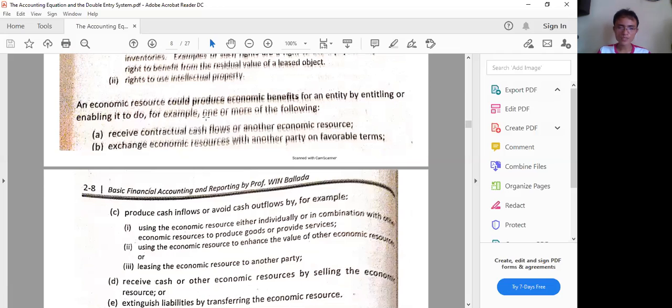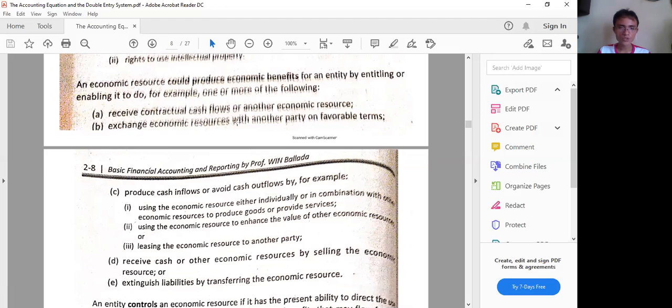Then it could produce economic benefits, which can exist in many forms. You can go over them, but these are just examples of how a certain transaction could produce economic benefits. An example is if the entity could receive one or more contractual cash flows or another economic resource. So basically, if you have this particular asset that you control, it would also generate cash flows. Example: a machine.